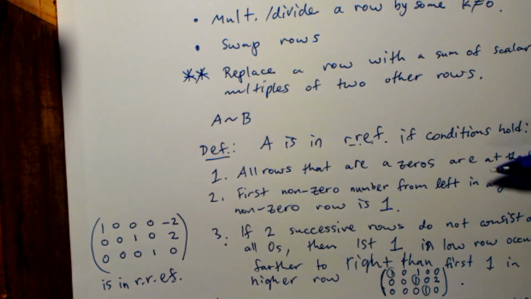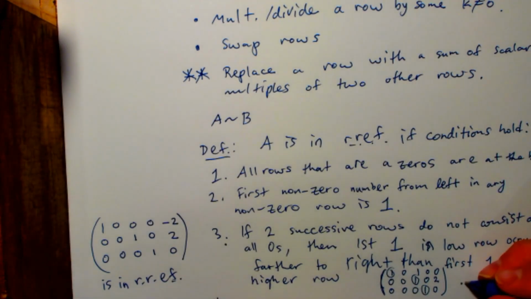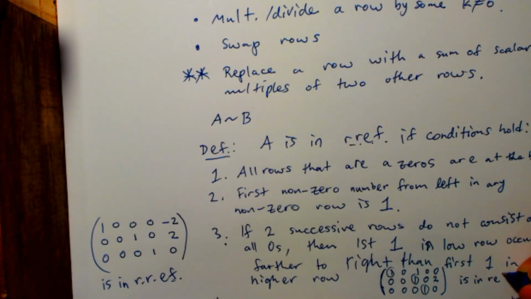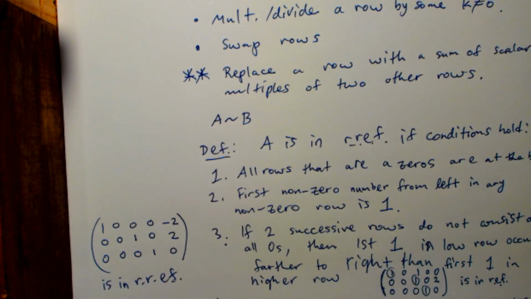However, if you only have conditions 1, 2, and 3, then you can just call it in row echelon form, not row reduced echelon form. So this matrix here is in row echelon form. So only one R in that acronym.